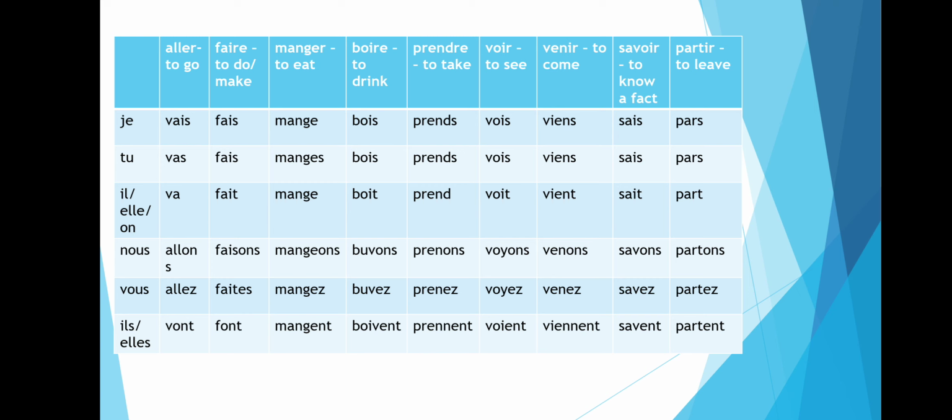Savoir, to know a fact. Je sais, tu sais, il, elle, on sait, nous savons, vous savez, ils, elles savent. Partir, to leave. Je pars, tu pars, il, elle, on part, nous partons, vous partez, ils, elles partent. So, here are some of the infinitives and the present tense forms, so the conjugations.